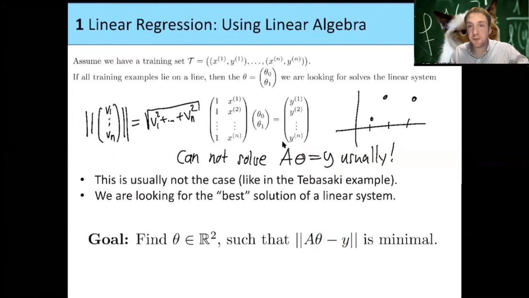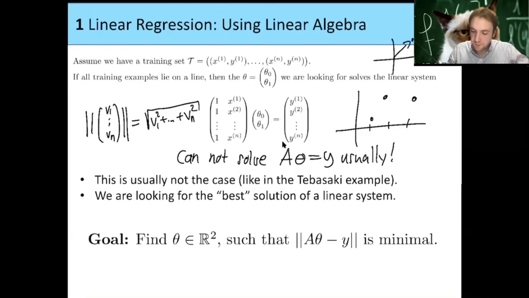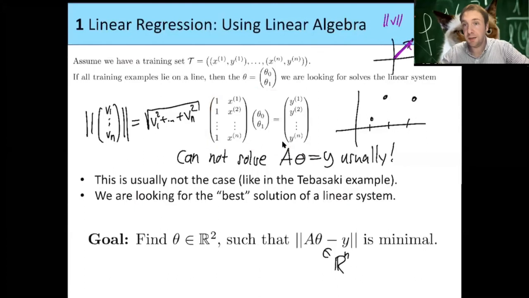And in the case when n equals 2, so if I have a vector v of size 2 here, then the norm of this vector is just the length of this here. So this is the norm of v. And also in R3, the norm is just the length of this vector. So what we want to do, this here is a vector of size n, and we want to minimize the norm of this vector, because then this corresponding theta is somehow the best solution to this unsolvable linear equation.